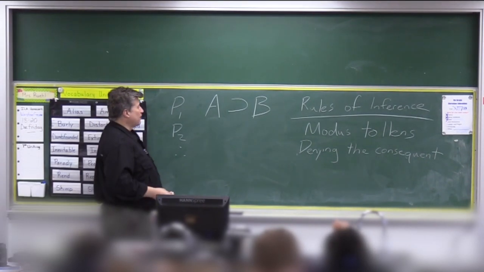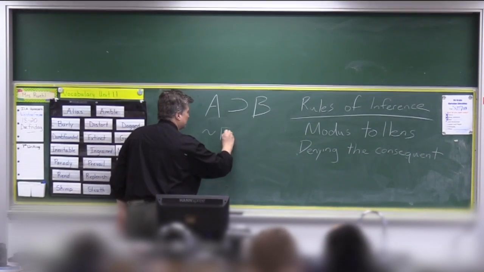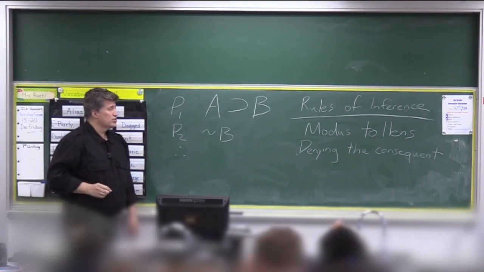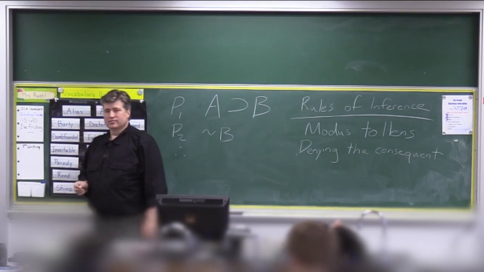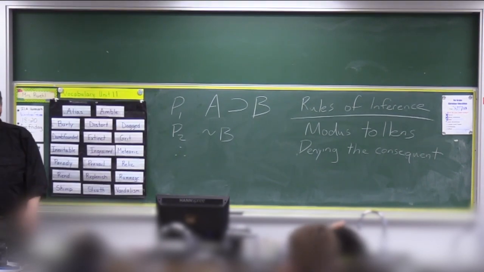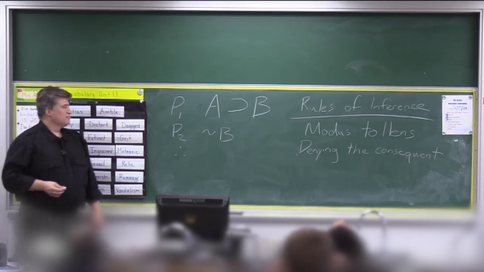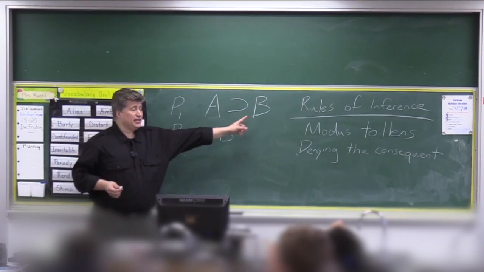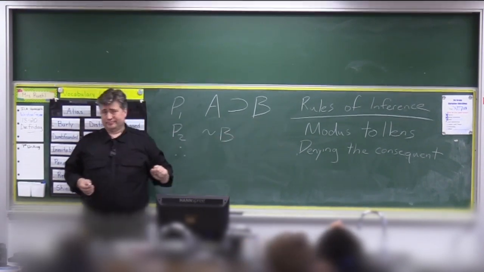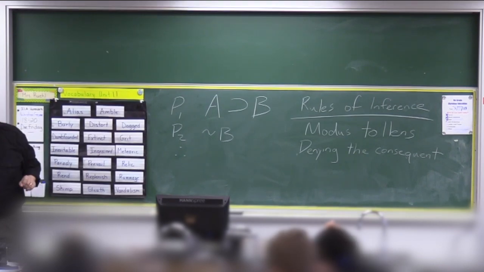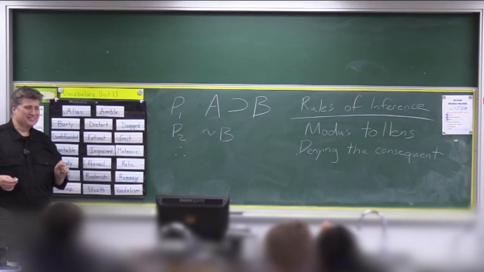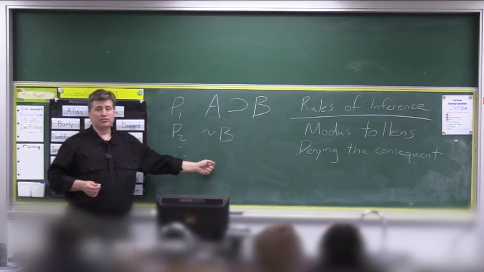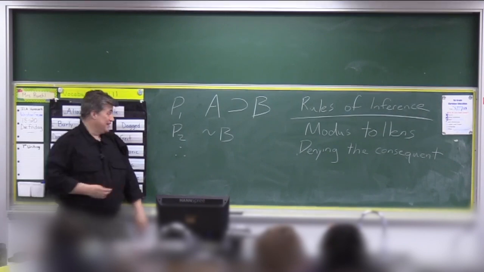So now our premise 2 is not B. Modus tollens. Exactly. Modus tollens means denying the consequent. All right. So not B. So, anybody want to hazard a guess? What we can conclude, if we have if A then B, not B, what can you conclude? Not A.